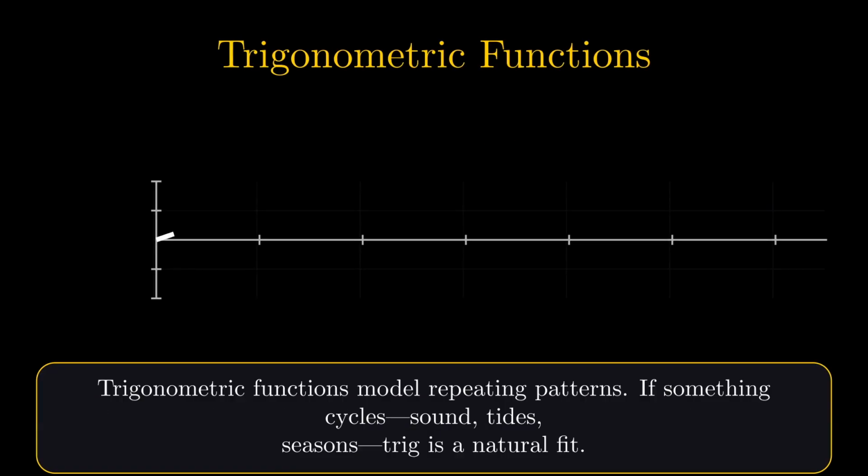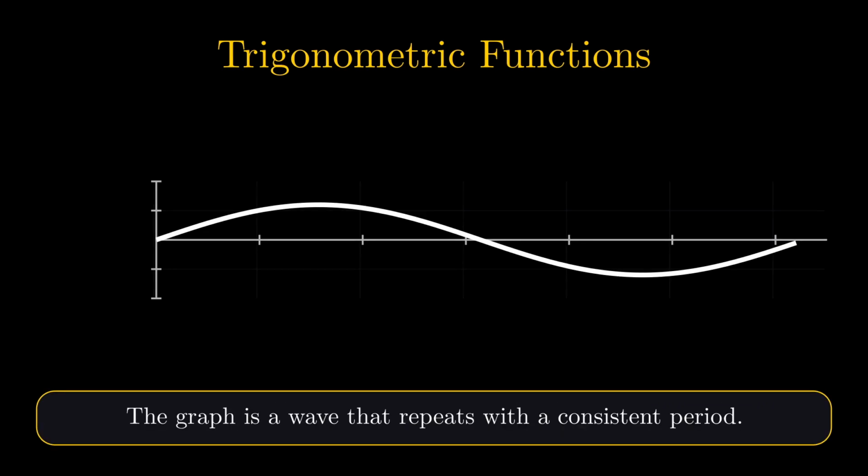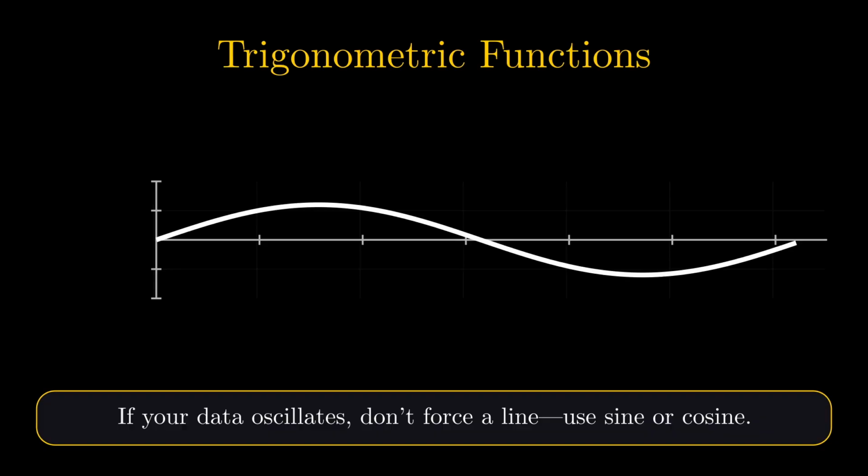Trigonometric functions model repeating patterns. If something cycles, sound, tides, seasons, trig is a natural fit. The graph is a wave that repeats with a consistent period. If your data oscillates, don't force a line, use sine or cosine.